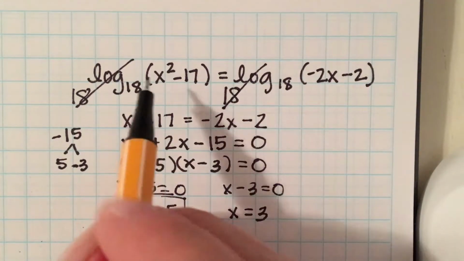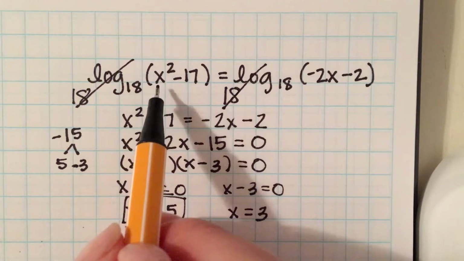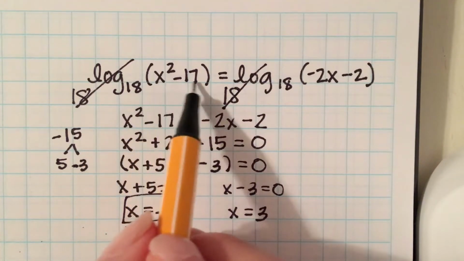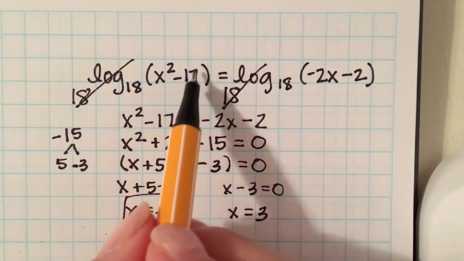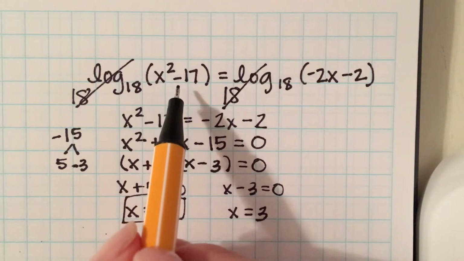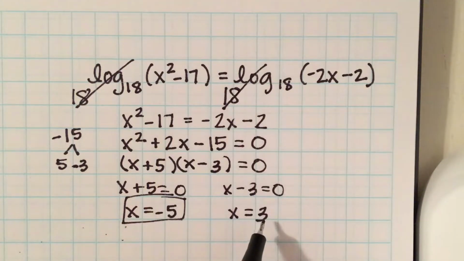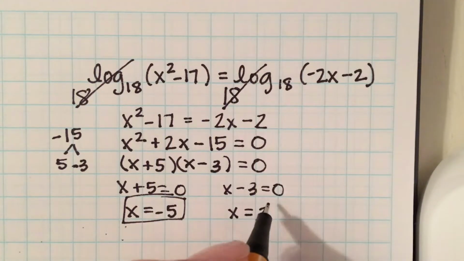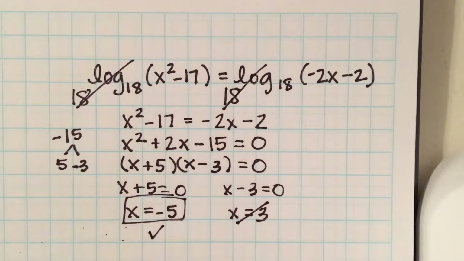Now let's try 3. 3 squared gives me 9. 9 minus 17, that's negative. So looks like 3 is not going to be one of my answers. So my only answer would be x equals negative 5.